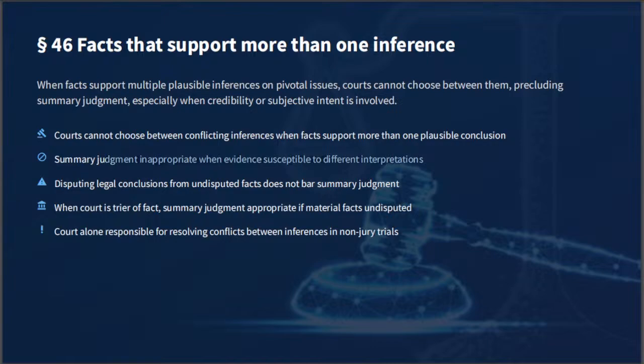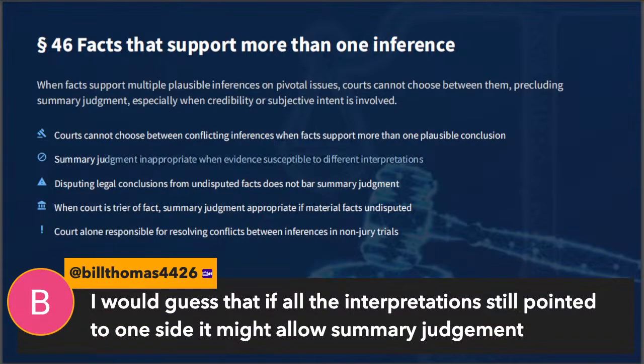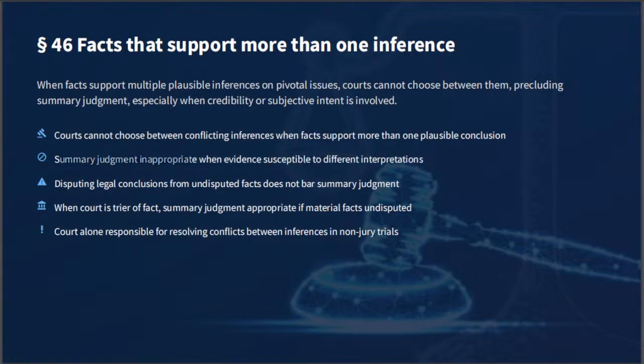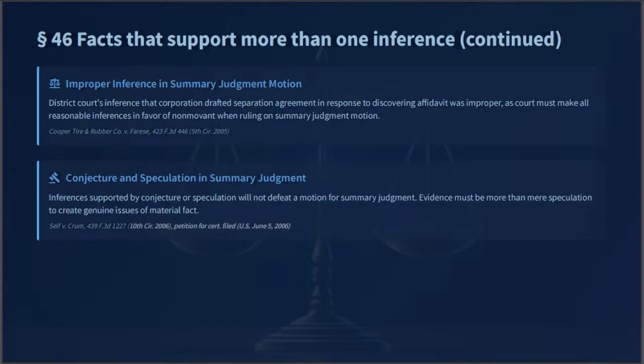So I guess in that one there, if all the interpretations still point to one side, it might allow. Summary judgment is inappropriate, though, when it's susceptible to different interpretations. And it could be appropriate when they have the same interpretations, but then there wouldn't be a dispute. All right. I think I get it there. I hope you do. But we're going to move along here. Oh, wait. We have one more here. The court alone. Oh, got a little away from us here.